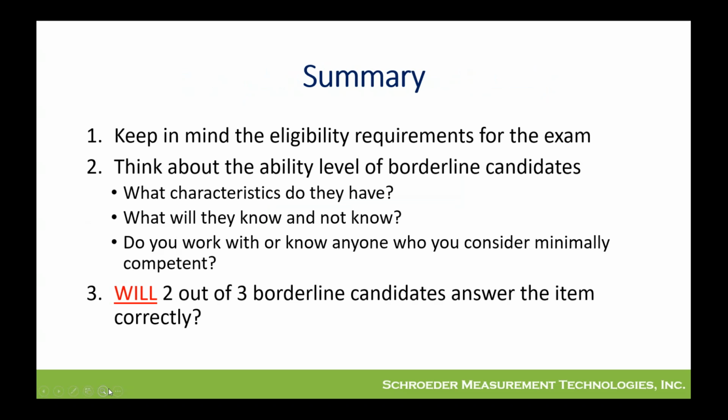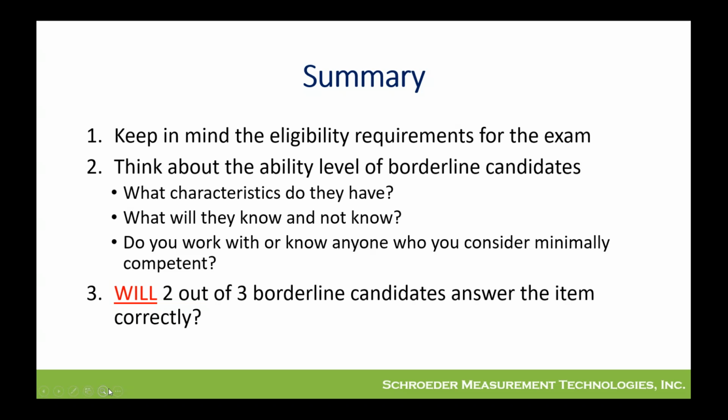You are almost ready to begin rating the items in the OIB. But let's take a moment to review the task ahead of you. First, picture someone who meets the minimum eligibility requirements to sit for the exam. Second, spend some time thinking about the ability level of borderline candidates.